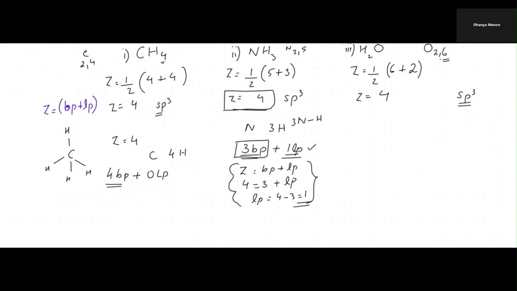Here oxygen is bonded to how many hydrogens? 2 of them. So how many bond pairs are there? 2 bond pairs. So the remaining 2 of them will be lone pair. You can also do it this way. There are 2 bonds, right? This is 1 bond, this is 1 bond. So 2 bond pairs. So Z is equal to 4.